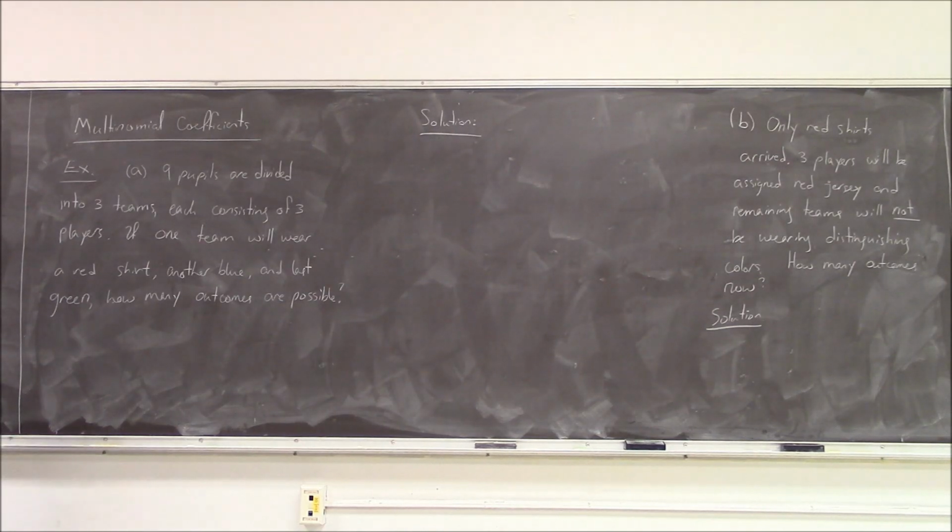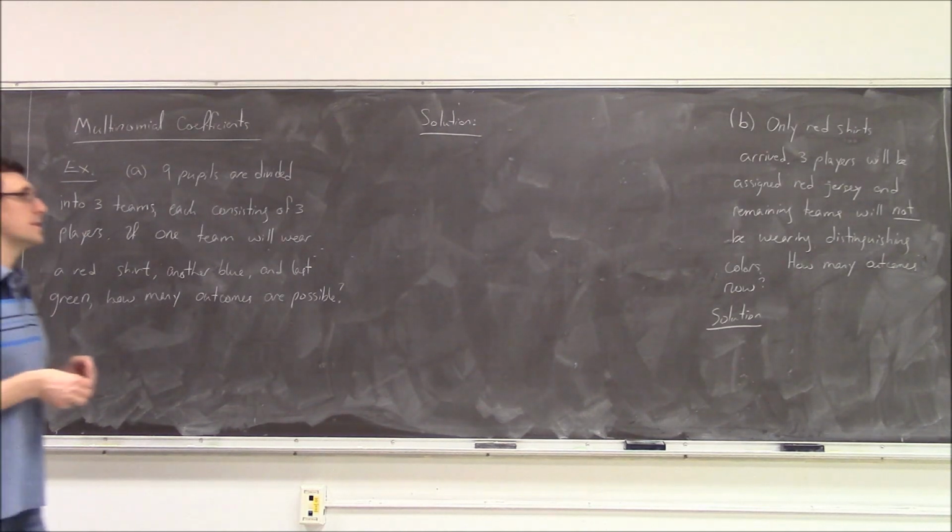So let's finish it with one final problem. Suppose we have 9 pupils, and the 9 pupils will be divided into 3 teams, each consisting of 3 players. There is going to be one team wearing a red jersey, another team wearing a blue jersey, and one wearing a green jersey. How many possible team arrangements are possible?